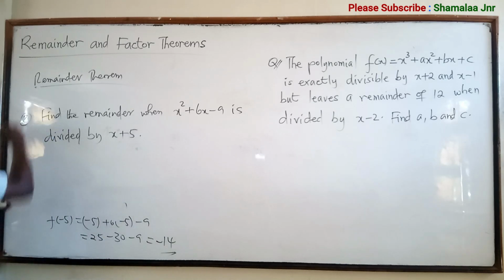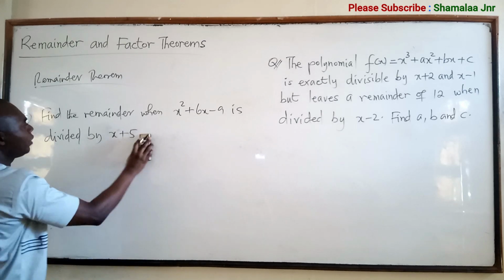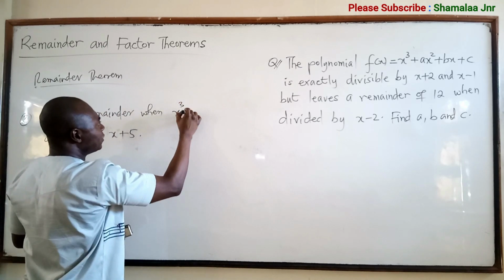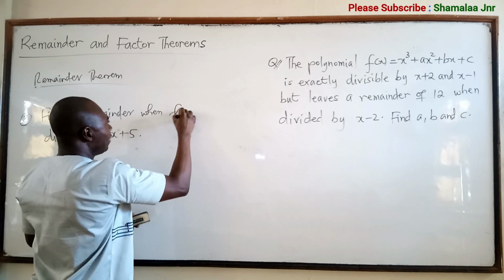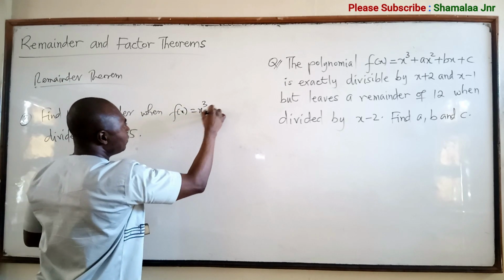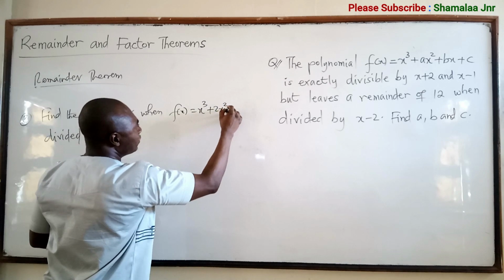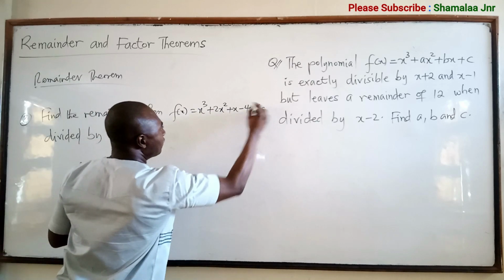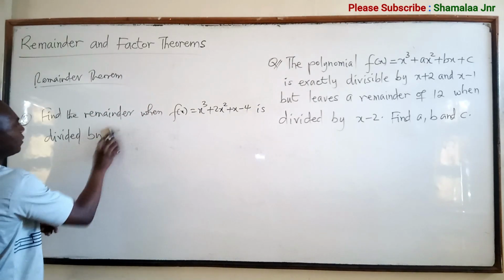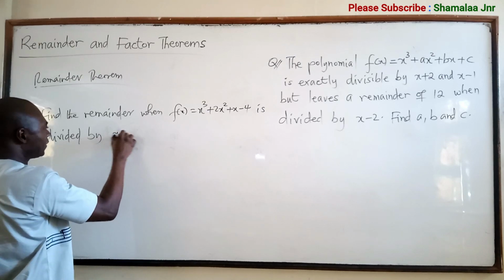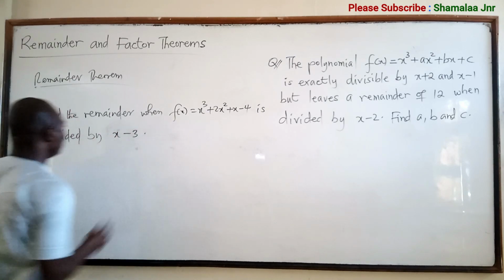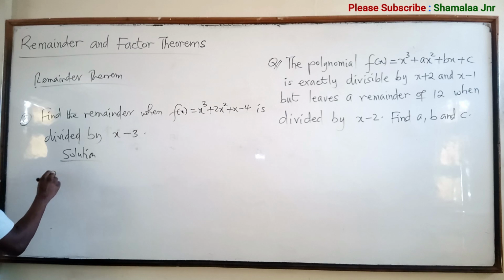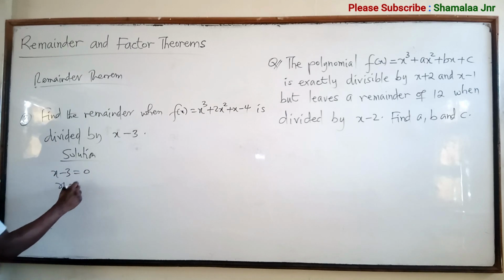Question number 2. Find the remainder when f of x equal to x cubed plus 2x squared plus x minus 4 is divided by x minus 3. Solution. So you can see x minus 3 is equal to 0. x is equal to 3.